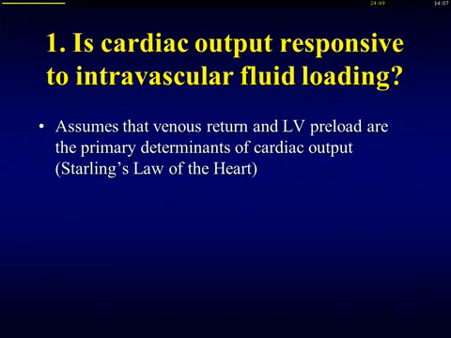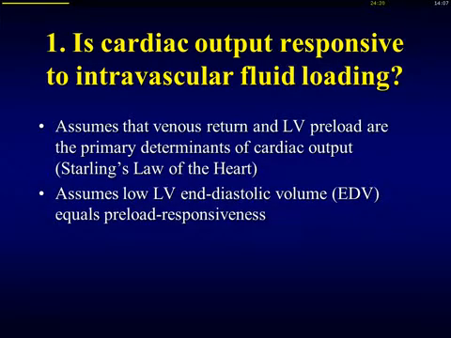Well, if you're going to be academic, you'd assume that the venous return, which Dr. Jan Bakker will show you in the next lecture, is the primary determinant of cardiac output, and that right ventricular preload and venous return are linked, and therefore you're going to evoke Starling's law of the heart. That's a nice way to go. And you're going to assume that if you have a low left ventricular end diastolic volume, you're preload responsive.